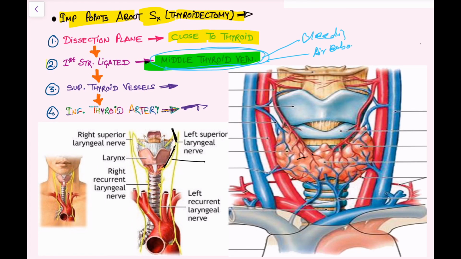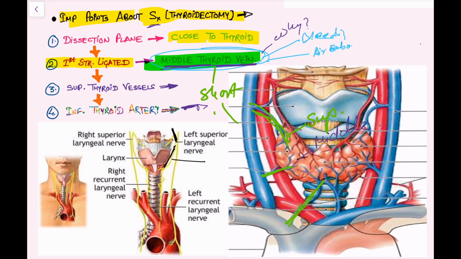Second point is, what is the first structure we are going to ligate during thyroid surgery? That is the middle thyroid vein. Why will we ligate the middle thyroid vein first? Because it is short. We can see here the middle thyroid vein, this is the superior thyroid vein, and this is the inferior thyroid vein. So we are going to ligate the middle thyroid vein first.